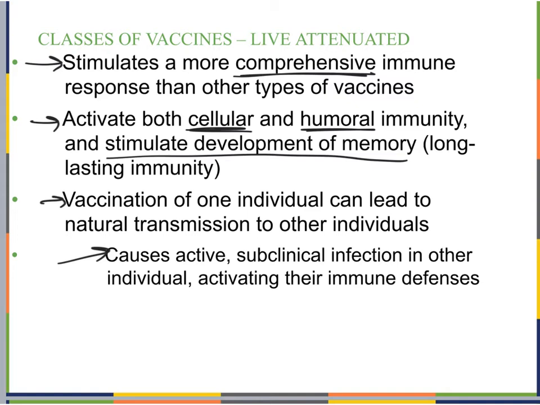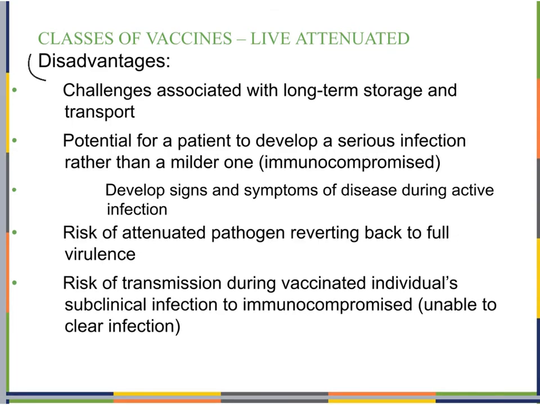A live attenuated vaccine can then be passed on to other people because it is live and then can cause infection in other people. So this would be a disadvantage. This is on the next page. So a disadvantage of that, this is at the bottom here, is that there's risk of transmission during vaccinated individuals' subclinical infection to somebody that might be immunocompromised. So that's what we just talked about. So somebody that's unable to clear that infection.